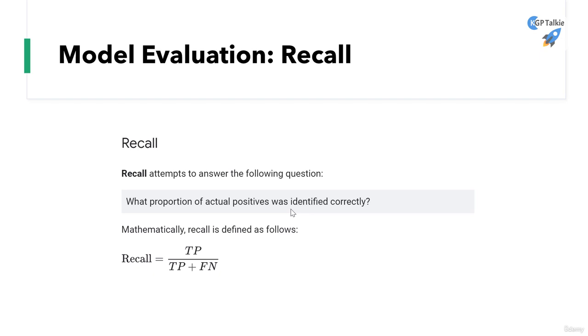Let's say we have a total of 100 positive cases. Among those 100 positive cases, we identify what proportion of the actual positives is truly identified as positive. So it's true positive divided by true positive plus false negative, because a false negative was ultimately a positive in nature, but the algorithm predicted it as a negative. That is why it becomes a false negative.